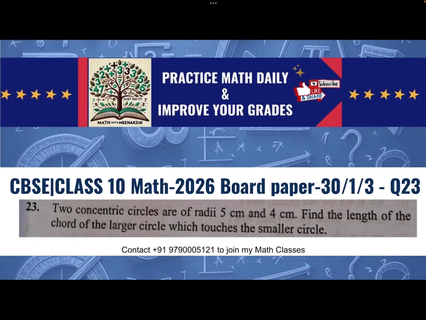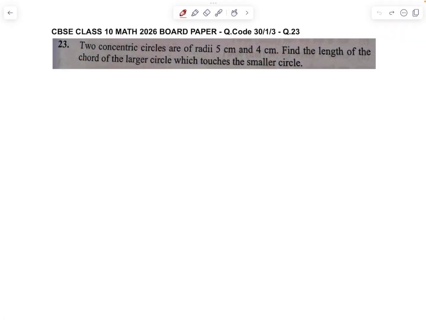Hello all, in this video I'm going to solve question number 23 from the CBSE class 10 standard math 2026 board paper, and the question paper code is 30/1/3. The question goes like this. Two concentric circles are of radii 5 centimeter and 4 centimeter. Find the length of the chord of the larger circle which touches the smaller circle.